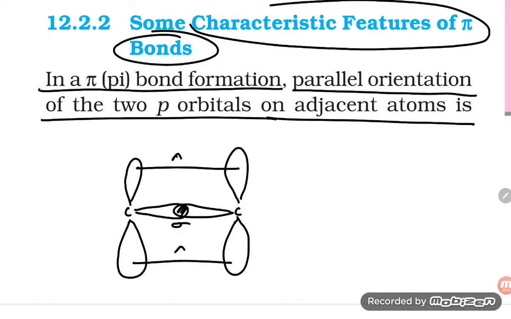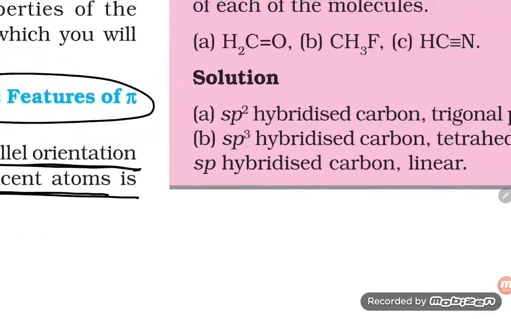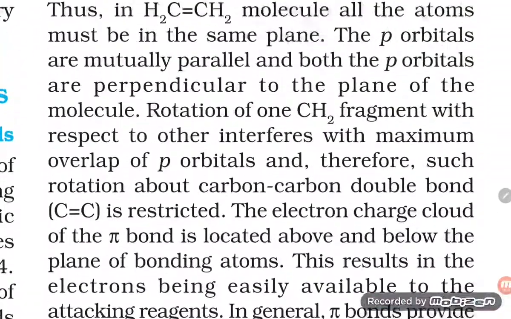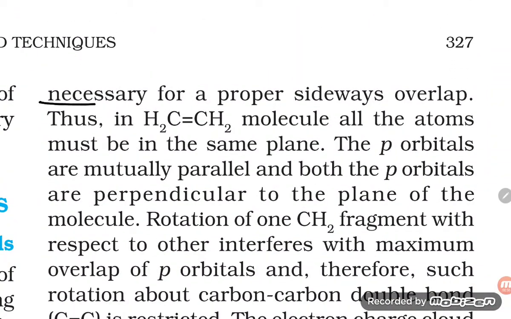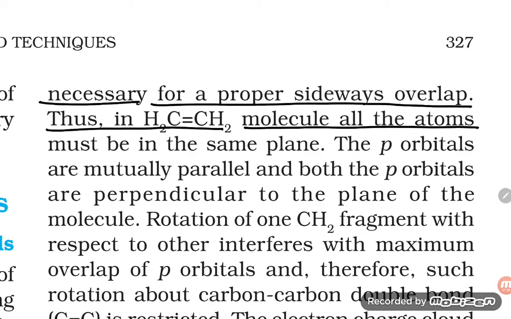See again, in a pi bond formation, parallel orientation of two p orbitals on adjacent atoms. So this is the parallel orientation of two atoms. Now you see here the next one is necessary. Parallel orientation of p orbitals is necessary for a proper sideway overlap. Thus, in CH2=CH2 molecule, all the atoms must be in the same plane.